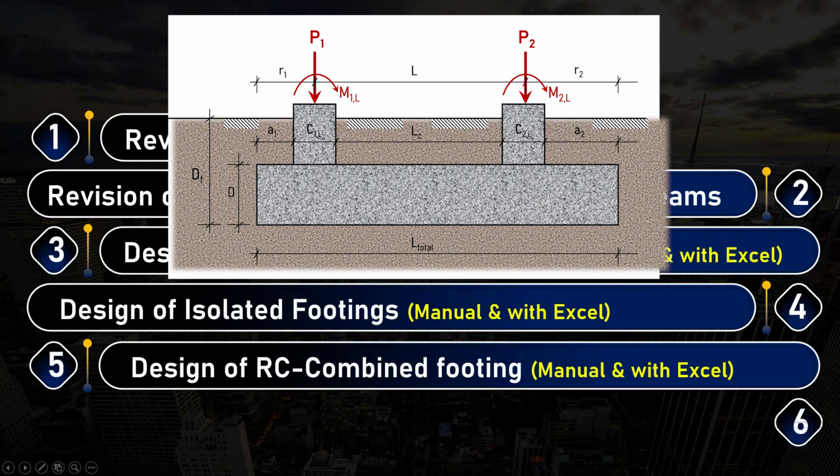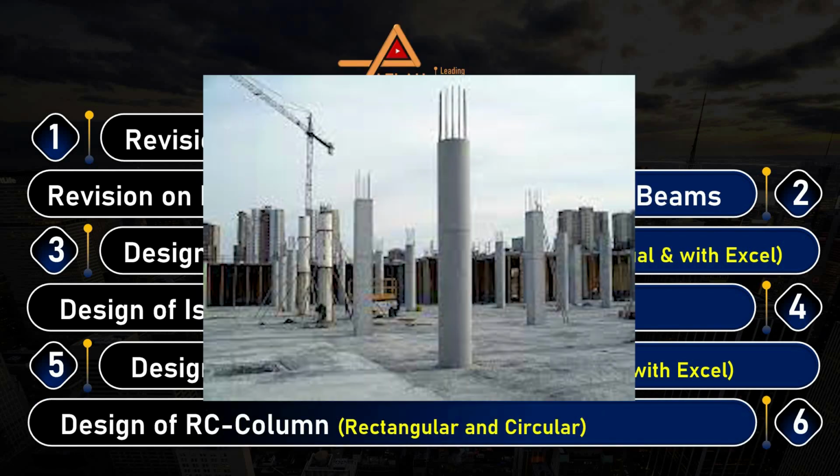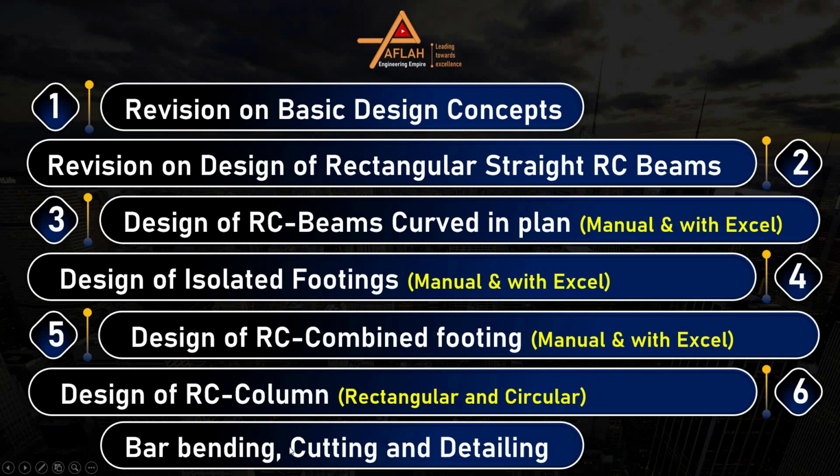Okay, the sixth chapter will cover the RC columns. These can be rectangular or circular. Both of them will be explained, and we will see illustrative examples in this sixth chapter. Finally, we will cover bar bending, cutting, and detailing of each element while we are learning in the chapter.